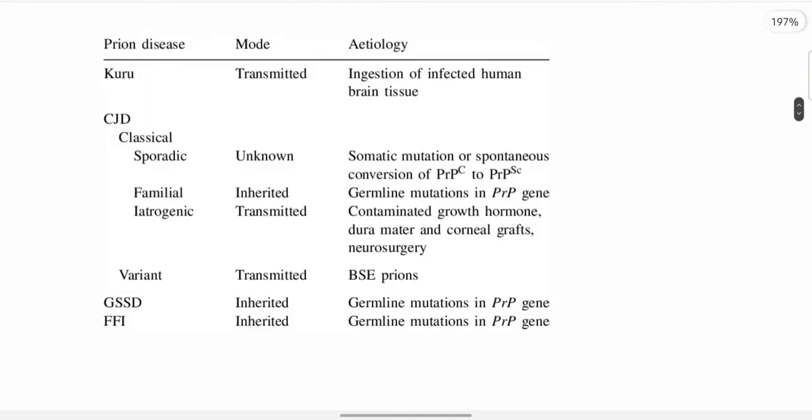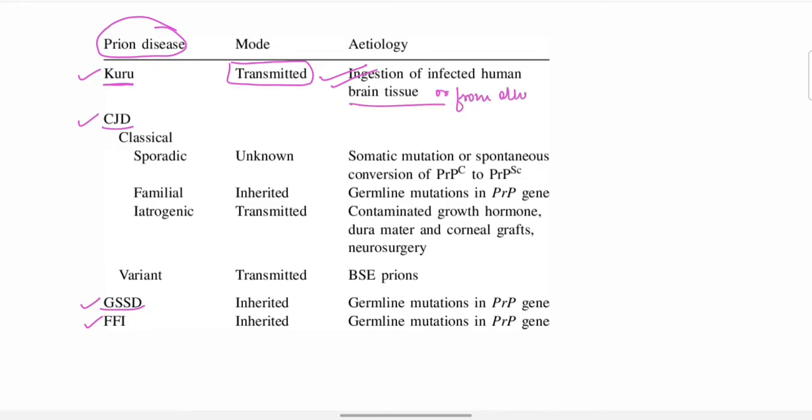Now we will study prion disease in humans. Prion disease in humans is of four types: Kuru disease, Creutzfeldt-Jakob disease, Gerstmann-Sträussler-Scheinker syndrome, and fatal familial insomnia. First of all, Kuru disease. Kuru disease is transmitted by ingestion of infected human brain tissue or from other animals. This is a highly fatal disease.